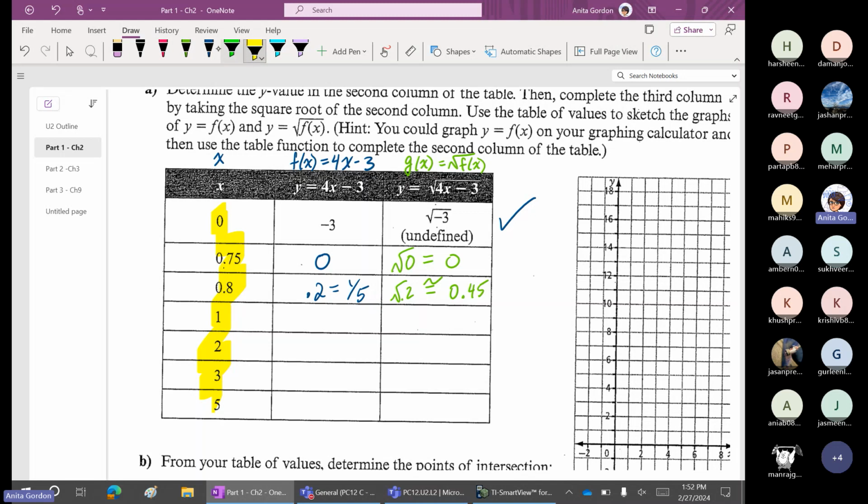Notice my x value is a number between 1 and 0. My original function is 0.2. My square root function is 0.4. So it is higher than the original.